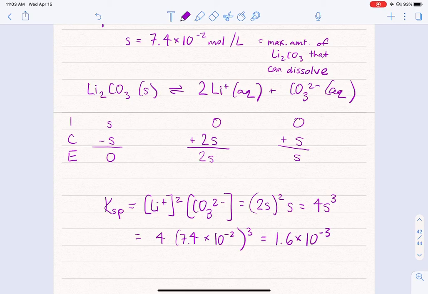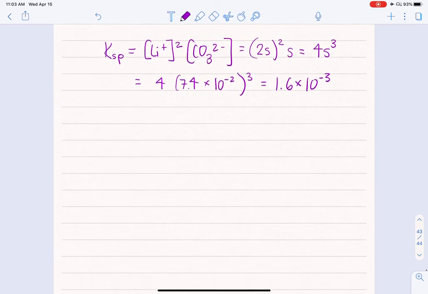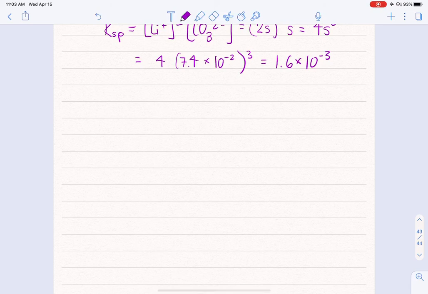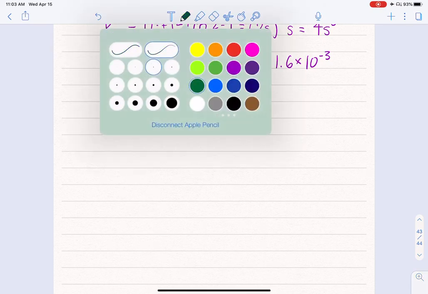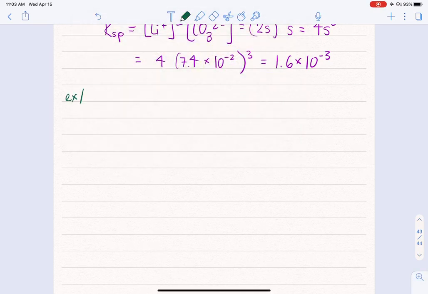Now I want to do a problem that goes in the opposite direction. I would like to calculate solubility from a KSP value. So let's do a different color for this calculation. Let's calculate the solubility of silver phosphate. The solubility of silver phosphate.